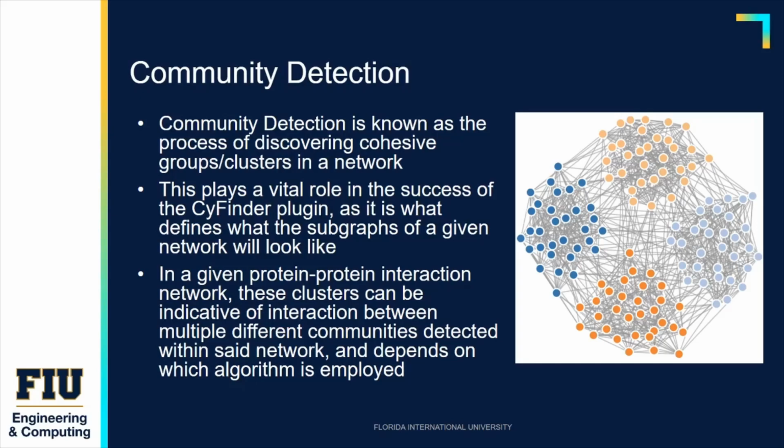So now, community detection. Community detection is known as the process of discovering cohesive groups or clusters within a network. As you can see in the image on the right, there are, to the naked eye, 4 different communities. There's the one defined by the ones in orange, the ones in light orange, blue, light blue.